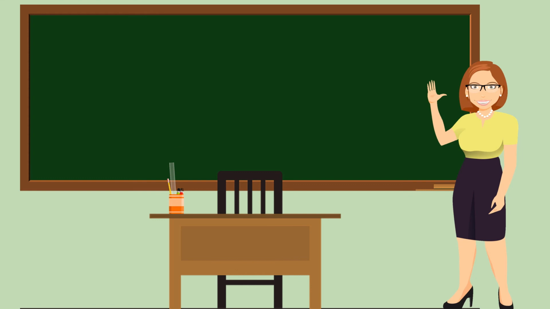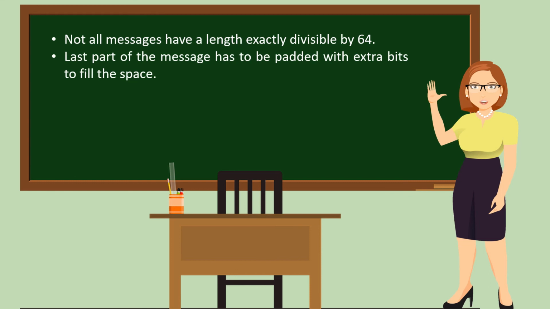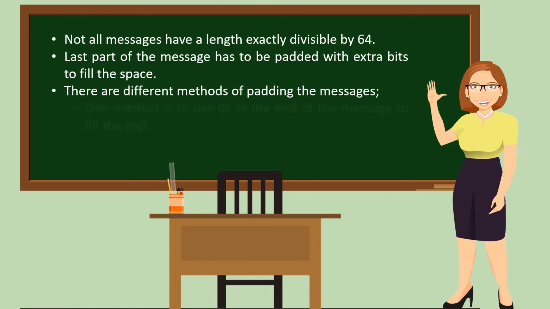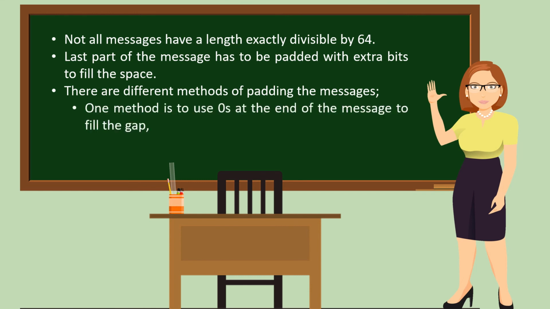So, with DES, a message is divided into blocks of 64 bits. One problem with this is that not all messages have a length exactly divisible by 64, so the last block might be smaller than 64 bits. This means that the last part of the message has to be padded with extra bits to fill the space. There are different methods of padding the messages. One method is to use zeros at the end of the message to fill the gap, and the zeros are then removed upon decryption.